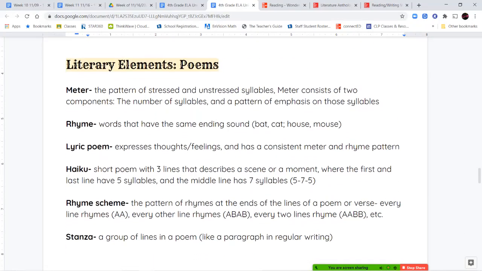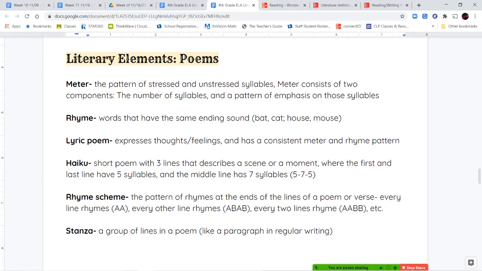Now, our literary elements for this week. So these are the poetry words that I told you about in the beginning when we were talking about our vocabulary. We're going to talk about meter. The official definition of meter is the pattern of stressed and unstressed syllables. So meter is made up of two parts, the number of syllables and the pattern of emphasis. So what does that mean? That means like the beat. So which syllables are you hearing more strongly? Which syllables are you hearing more softly?